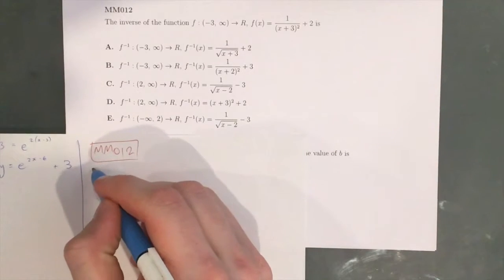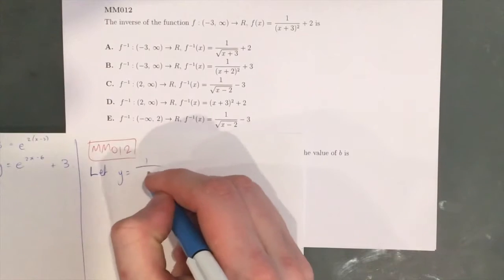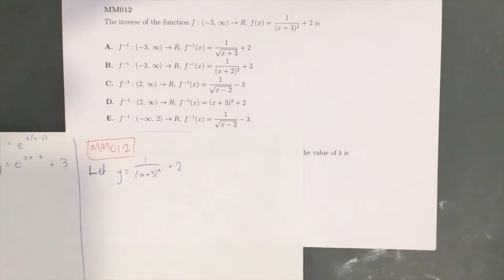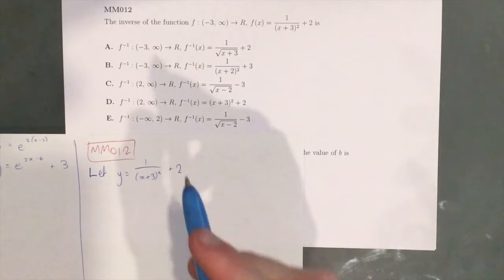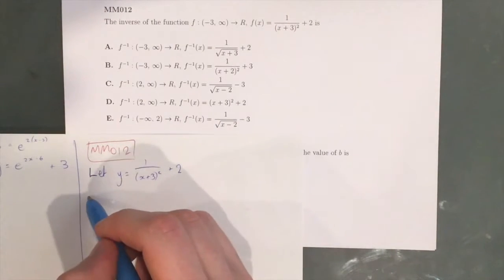So in this case, I like to replace f of x with y. Makes it a lot easier to deal with. So I say let y equal 1 over (x plus 3) squared plus 2, which is simply our original function. What we then do is swap x and y.